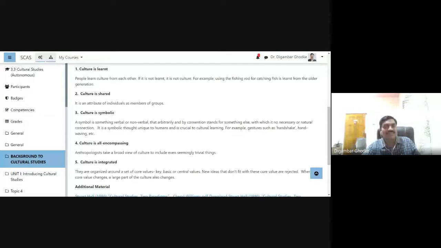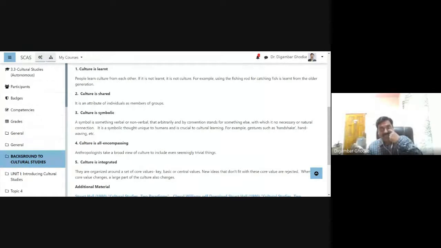Now, what is a symbol? Words, for example, are symbols. A symbol is something verbal or non-verbal. Verbal means, for example, we utter words. Non-verbal means signs, body language, etc. So a symbol is something that is verbal or non-verbal, and just like language, it is arbitrary.